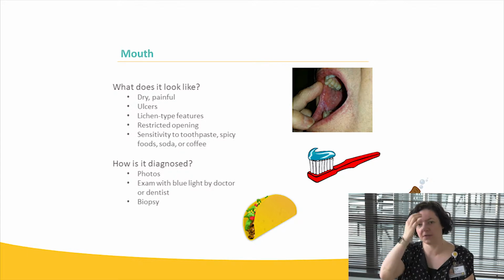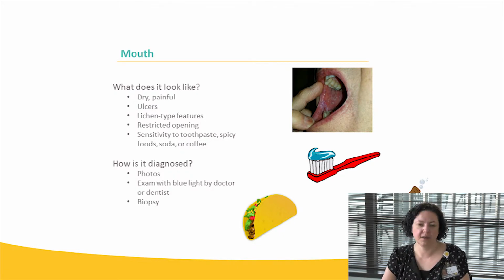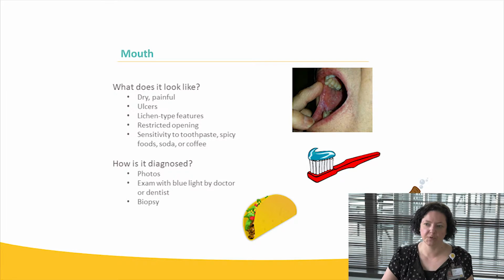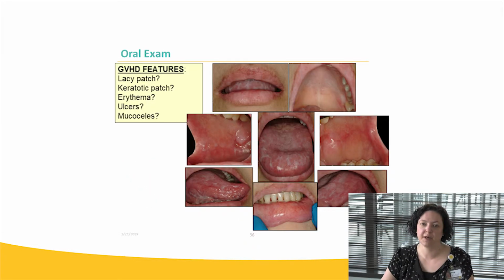Oral GVHD is another one of the first signs that you may see as you're tapering your immunosuppressant post-transplant. And this goes beyond just a dry mouth or taste changes, to begin to include sensitivities, especially to things like spicy foods, soda or carbonated beverages, or minty toothpaste, those kind of things. You'll notice that these things that didn't bother you in the past may start to become more sensitive or even painful in your mouth. There may be some sores, lesions, or tightness upon opening. So again, this is a system that photos are extremely helpful for us.